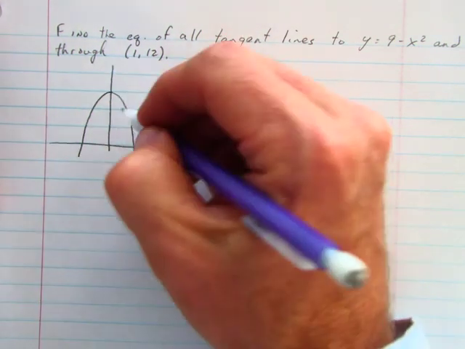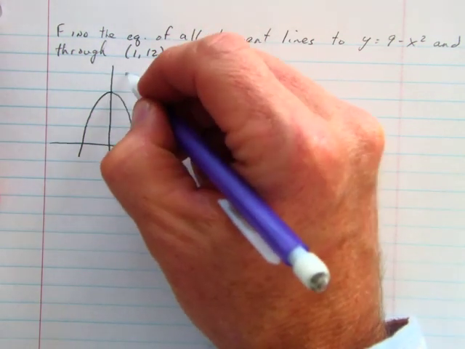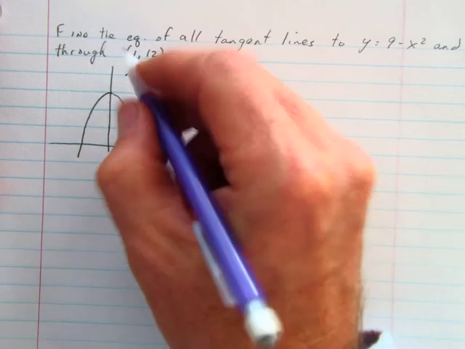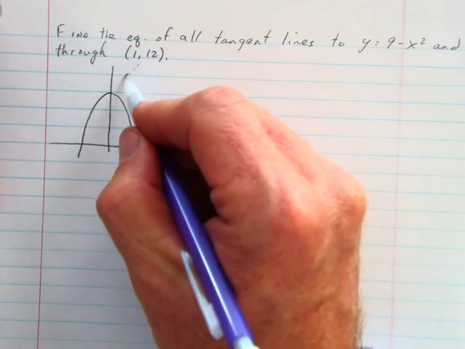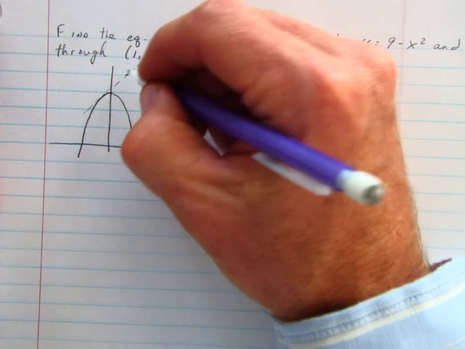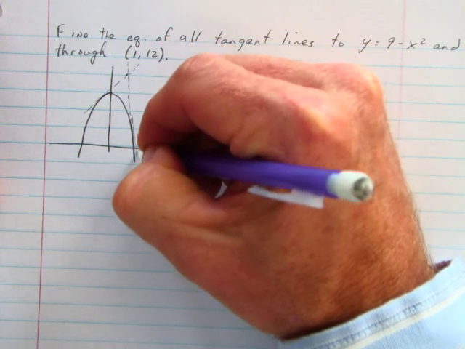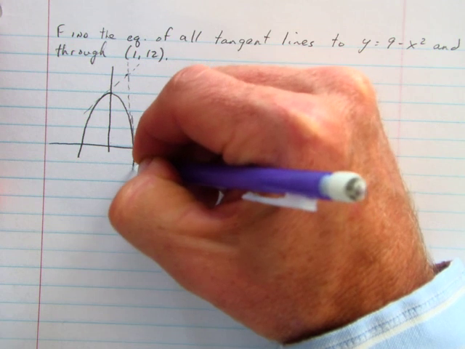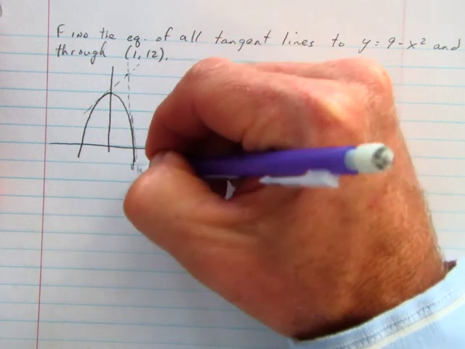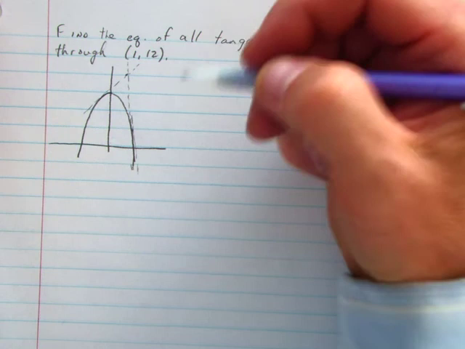We have 9 minus x squared, so this will be at 9. We'll have (1, 12) something up here. There are going to be two different tangent lines that we can see, one in this vicinity and one something like this. Since this curve will go down faster, it'll only hit at one point somewhere in that vicinity.